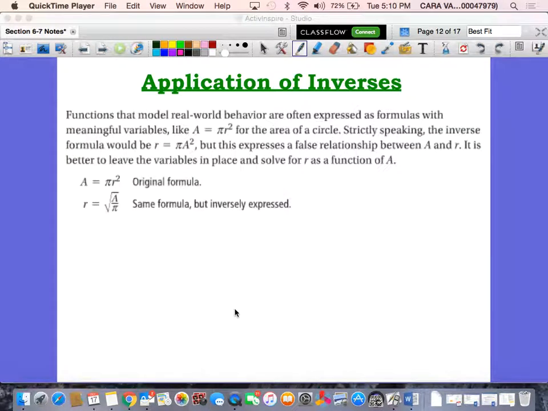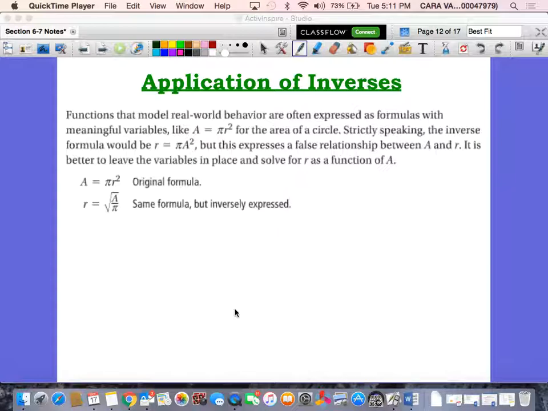Our third and final video of the inverse equation lesson. And this is the part where we start applying inverses. It says here, functions that model real-world behavior are often expressed as formulas with meaningful variables, such as the area of a circle, any physics formulas, chemical formulas. We have specific meaningful variables in those types of equations.